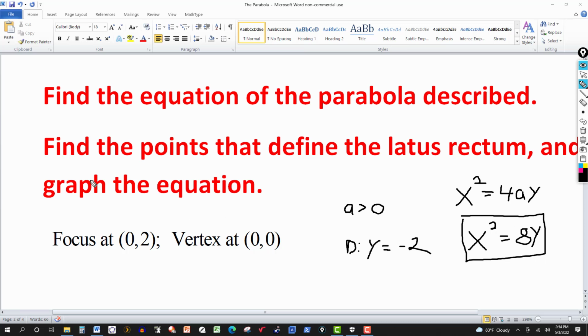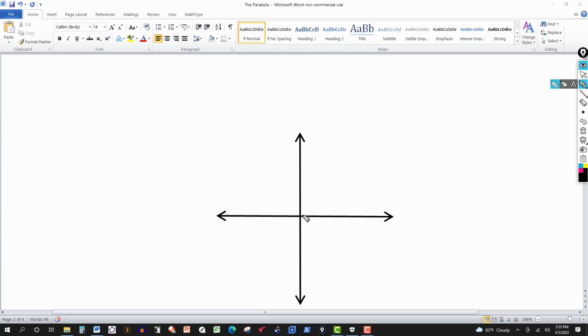That's the equation. And then it wants us to define the points that define the latus rectum and graph. So that's the first part of the problem. And then for the graph, the origin is the vertex, so it should be here. There we go, 2 units up, (0, 2). And again, the equation was x squared is equal to 8y. The focus is right here at (0, 2). So because the vertex is at (0, 0) and the focus is (0, 2), we know it opens up.